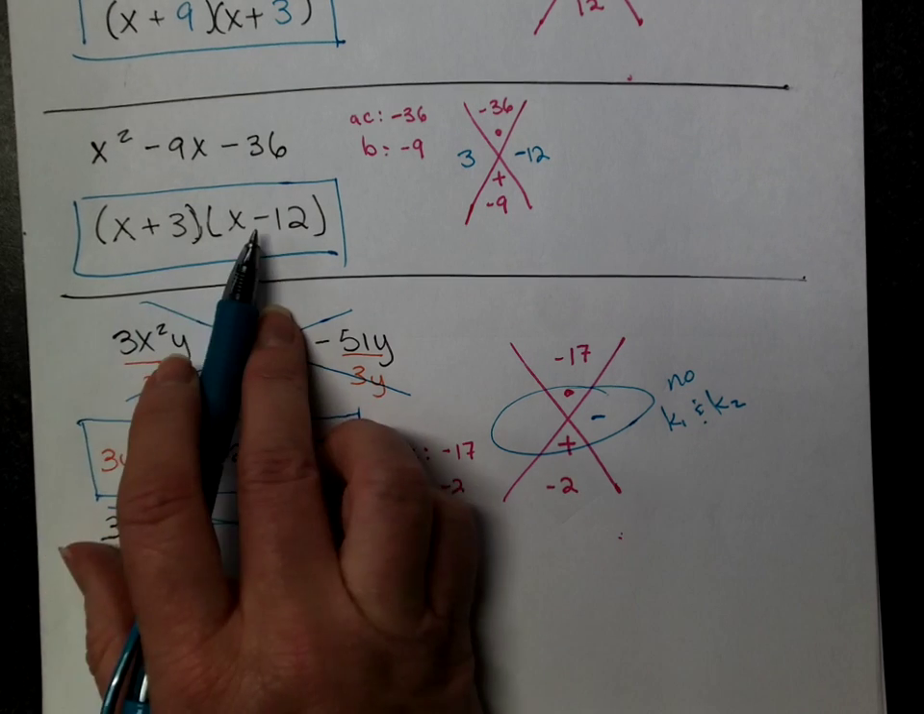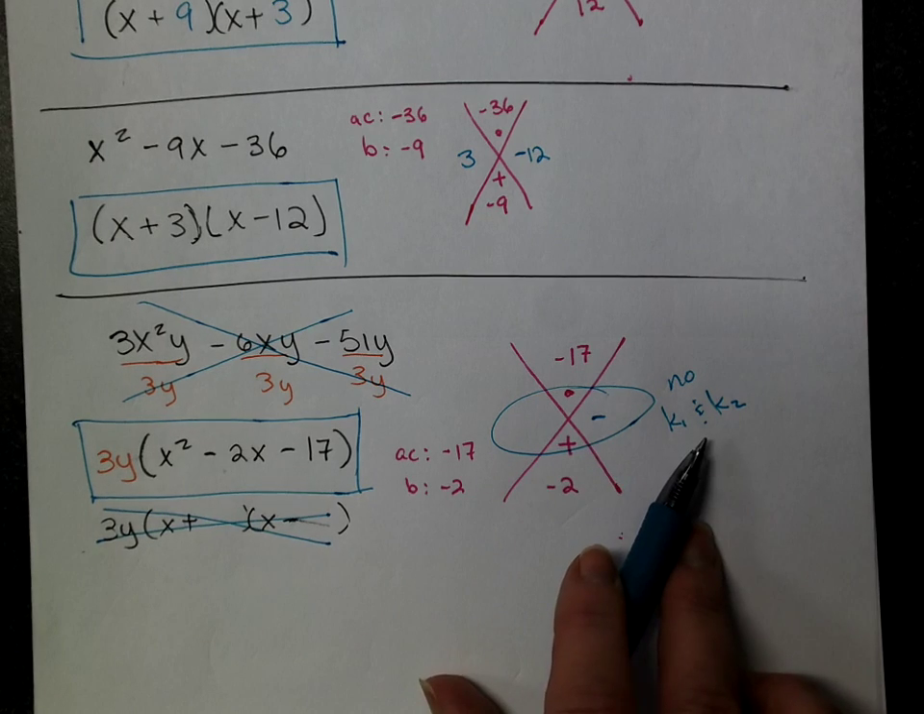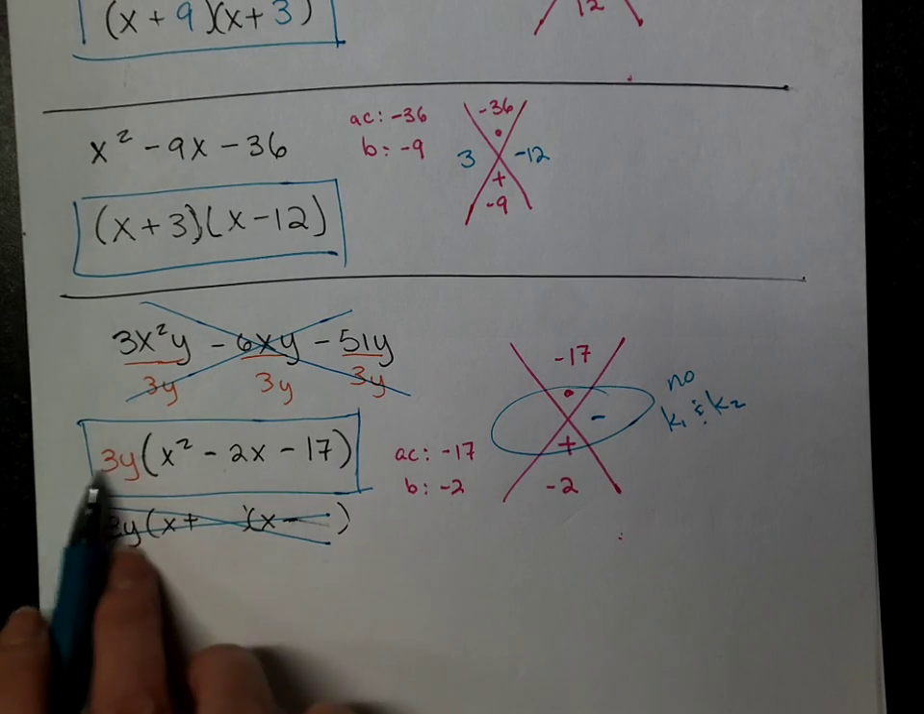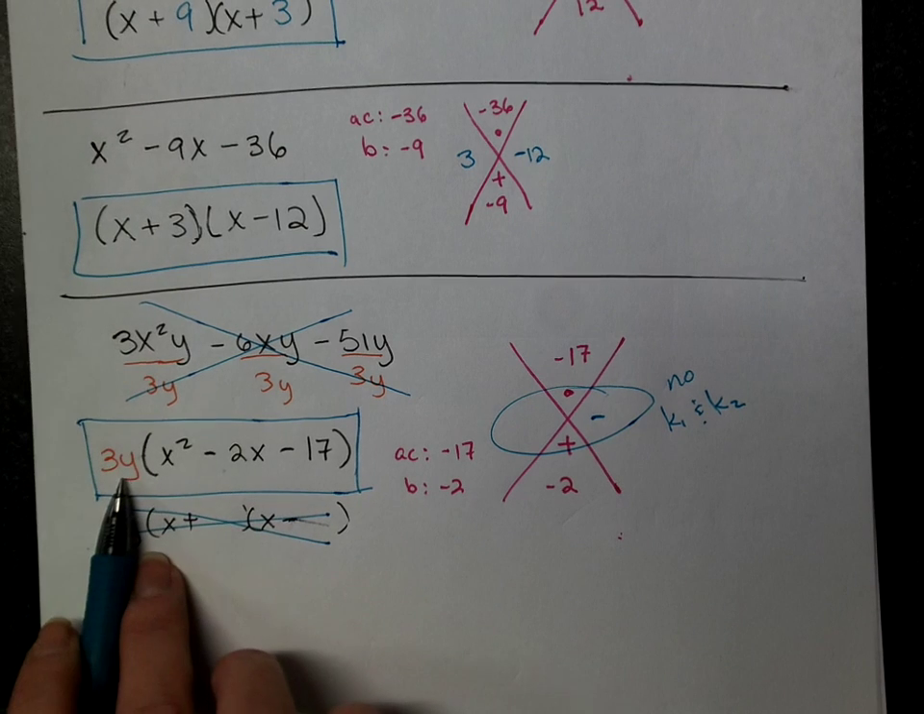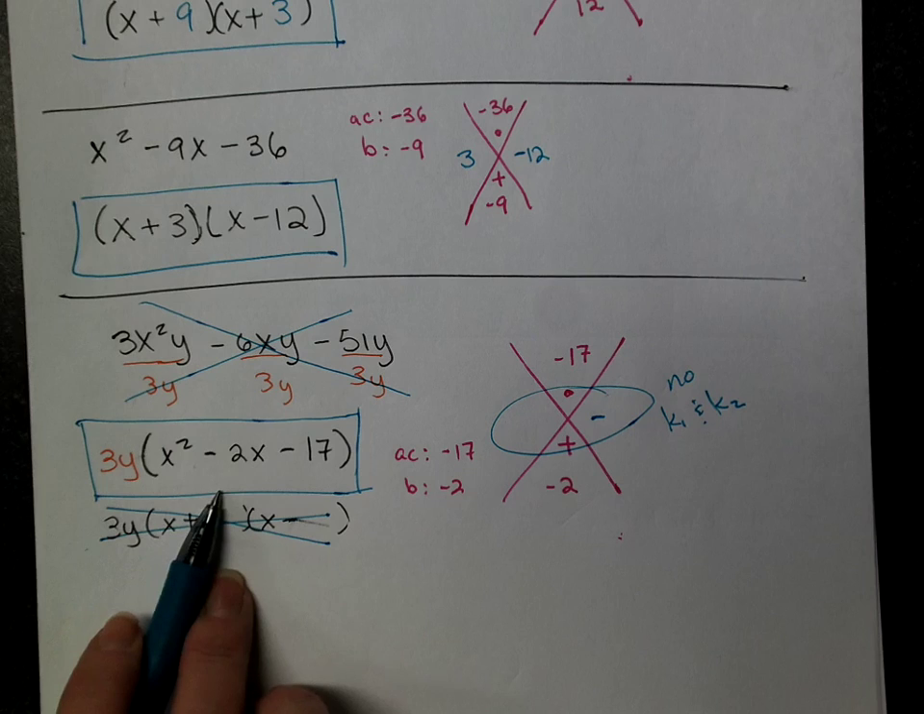You know they're prime if they're linear, but if they're not linear, you have to check. And in this case, checking said can't do anything. That part's prime, but I was able to do something, so the whole answer isn't prime. The whole answer was I could only take out a GCF. So here's my factored form of this, which has 2 factors.